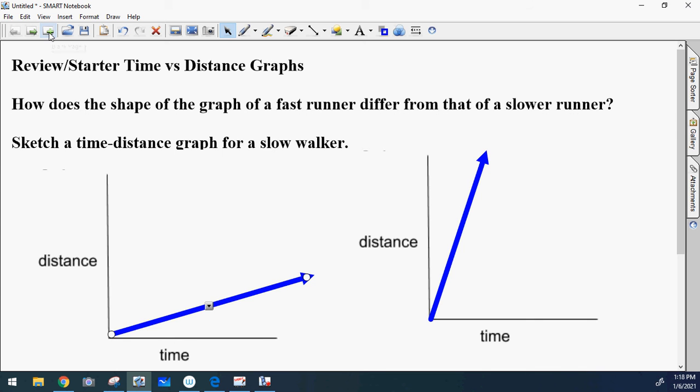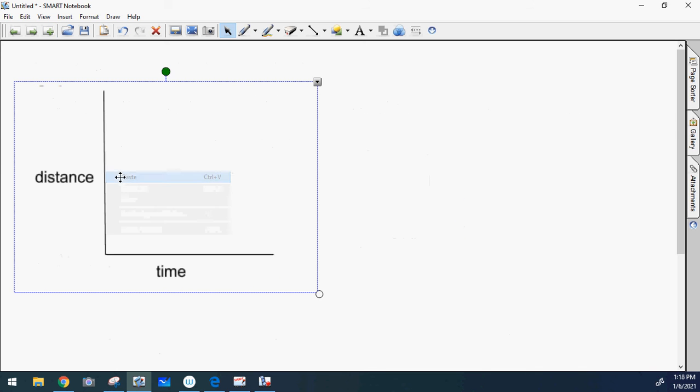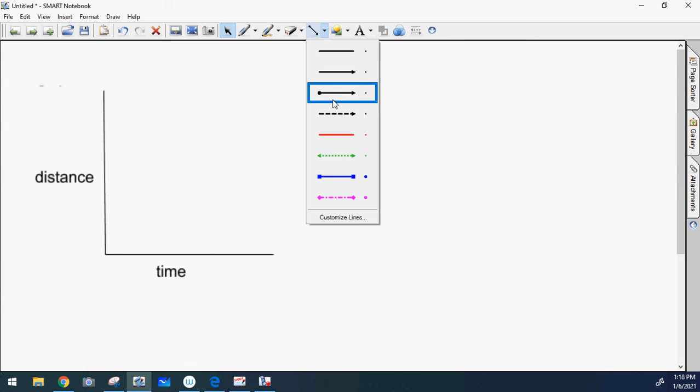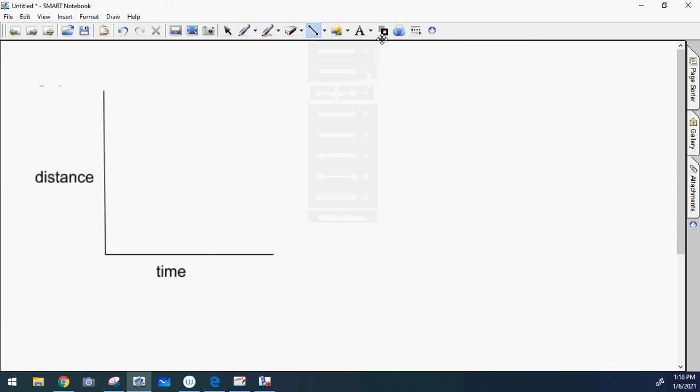Okay, now the next question that we want to talk about is what would it look like if a walker was not covering any distance at all? What exactly would that look like? Well, it turns out time would keep going, but distance wouldn't change. So that would actually look like this. Okay, and that would indicate that someone is standing still.